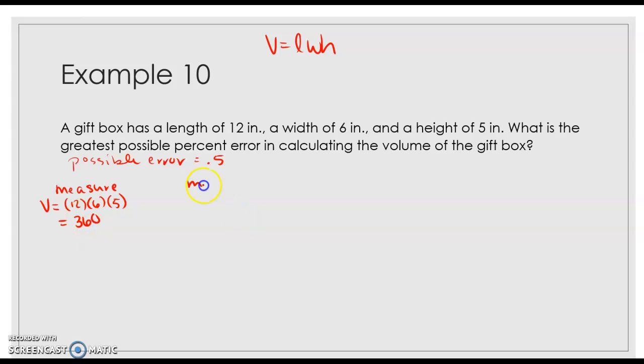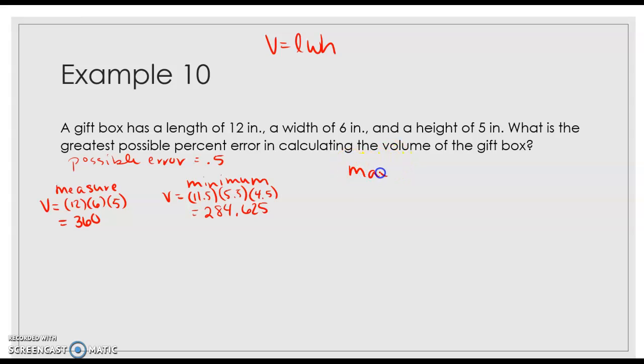Now I'm going to do my minimum. To find my minimum, I'm going to do 12 minus 0.5, which gives me 11.5. 6 minus 0.5 gives 5.5. And 5 minus 0.5 gives 4.5. Now when I multiply 11.5 times 5.5 times 4.5, I end up with 284.625. That is the volume for my minimum, if they are all the minimum value.